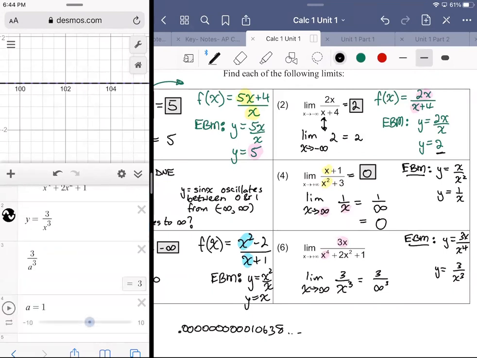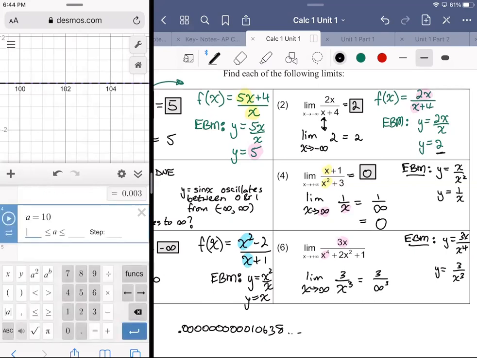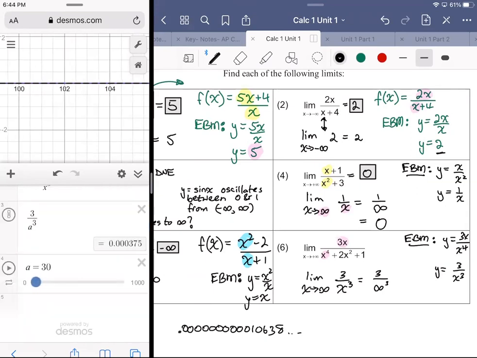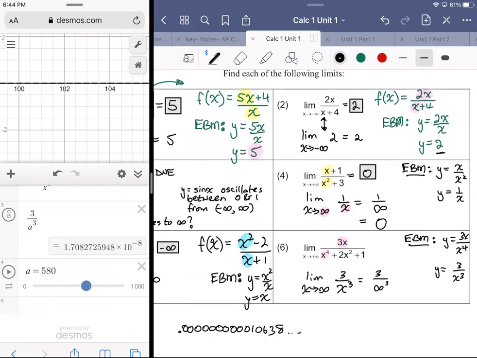Create a slider, and you'll see that the value is decreasing in size. If I change the parameters of my slider, I'll only make it go out to 1,000 this time by ones. As I increase the a value, see that it's another situation where it's approaching 0. It's just going to approach 0 quicker. That's the difference between this problem and the previous one. They'll both approach 0. The rate at which they approach 0 will be different, but they're both approaching 0. And so that's our limit.